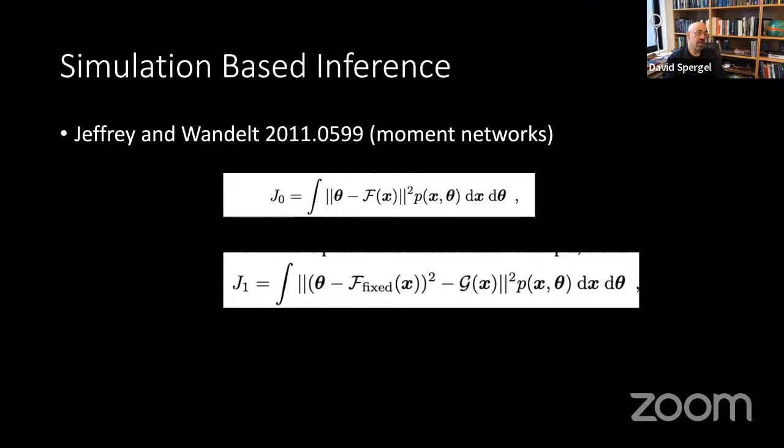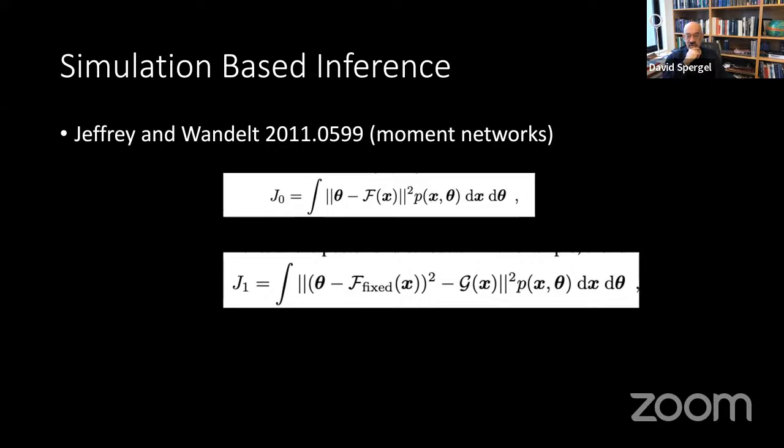For those of you who would like to read more about this or a derivation of this, I think one of the clearest cases to understand for simulation-based inference is a nice paper by Jeffrey and Wandelt that's available on the arXiv. It's arXiv number 2011.0599. And it describes what are called moment networks, where we train the network so that we ask which set of parameters best match our data.